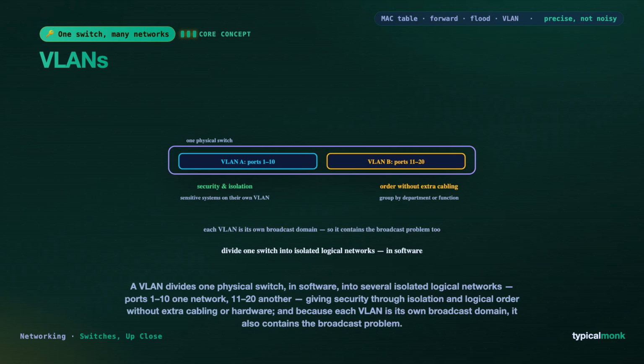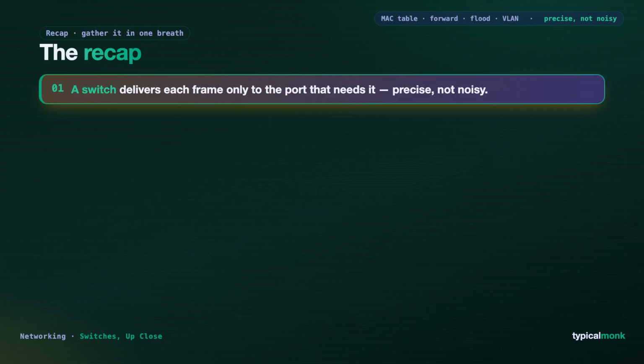So the takeaway: a VLAN divides one physical switch into several isolated logical networks in software, giving you security through isolation and logical order without extra cabling or hardware, and containing broadcasts by making each VLAN its own broadcast domain. Let us gather the whole class in one breath.